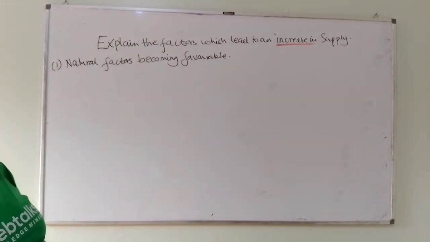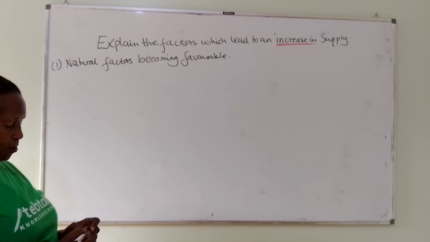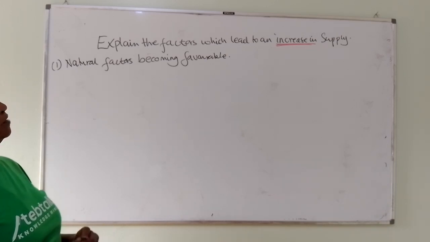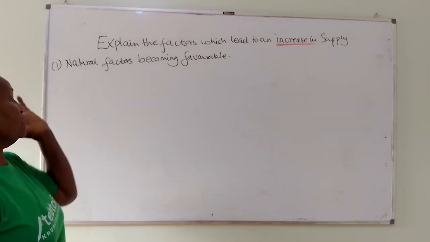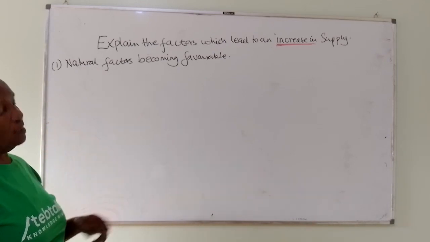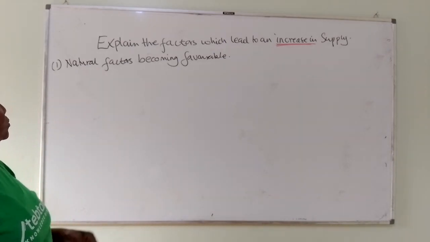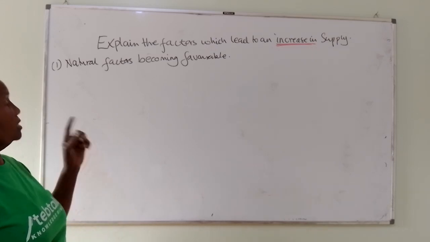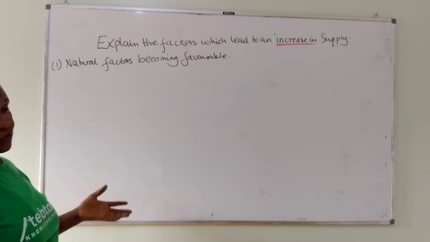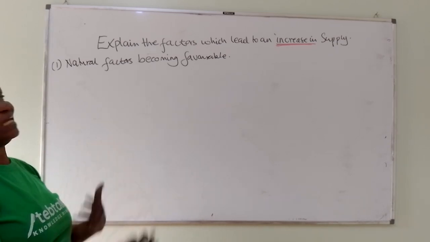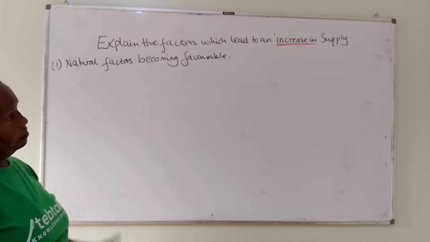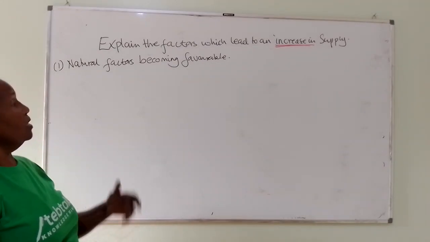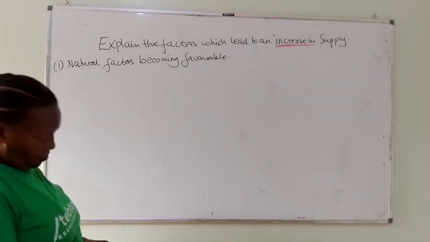Maybe you are moving from a drought and now you are able to get reliable and sufficient moderate rain. Definitely there will be an increase in supply because we are moving away from something that was negative, and to get an increase, the change should be a positive one. So natural factors becoming favorable. Don't simply say natural factors. No, you should show the change in that natural factor. Is it a favorable change or unfavorable change? Because we are interested in an increase in supply, it should be a favorable change in that factor.